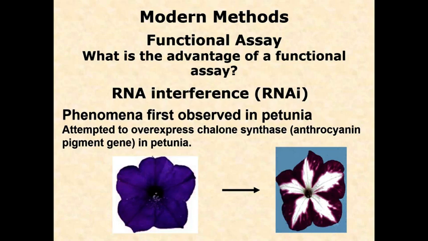One of the primary ways to turn off expression of a gene is through RNA interference. Now, technically, this doesn't turn off the gene expression completely, because the gene is still transcribed.